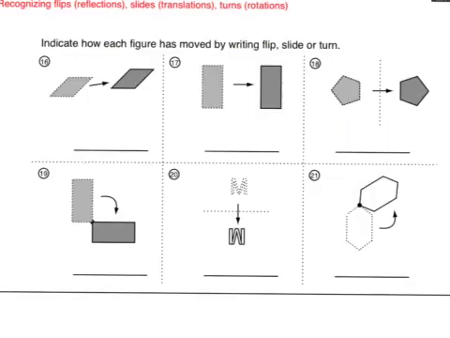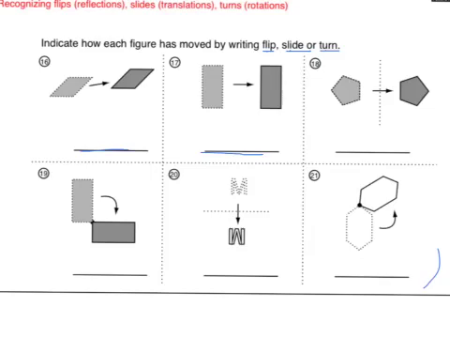Indicate how each figure has moved by writing flip, slide, or turn. You can look back at the other examples that we gave you. I want you to write in each one of these blanks here either the word flip, the word slide, or the word turn. So pause the video, go ahead and do all the way down to number 21, and then turn it back on when you're ready to see the solutions.